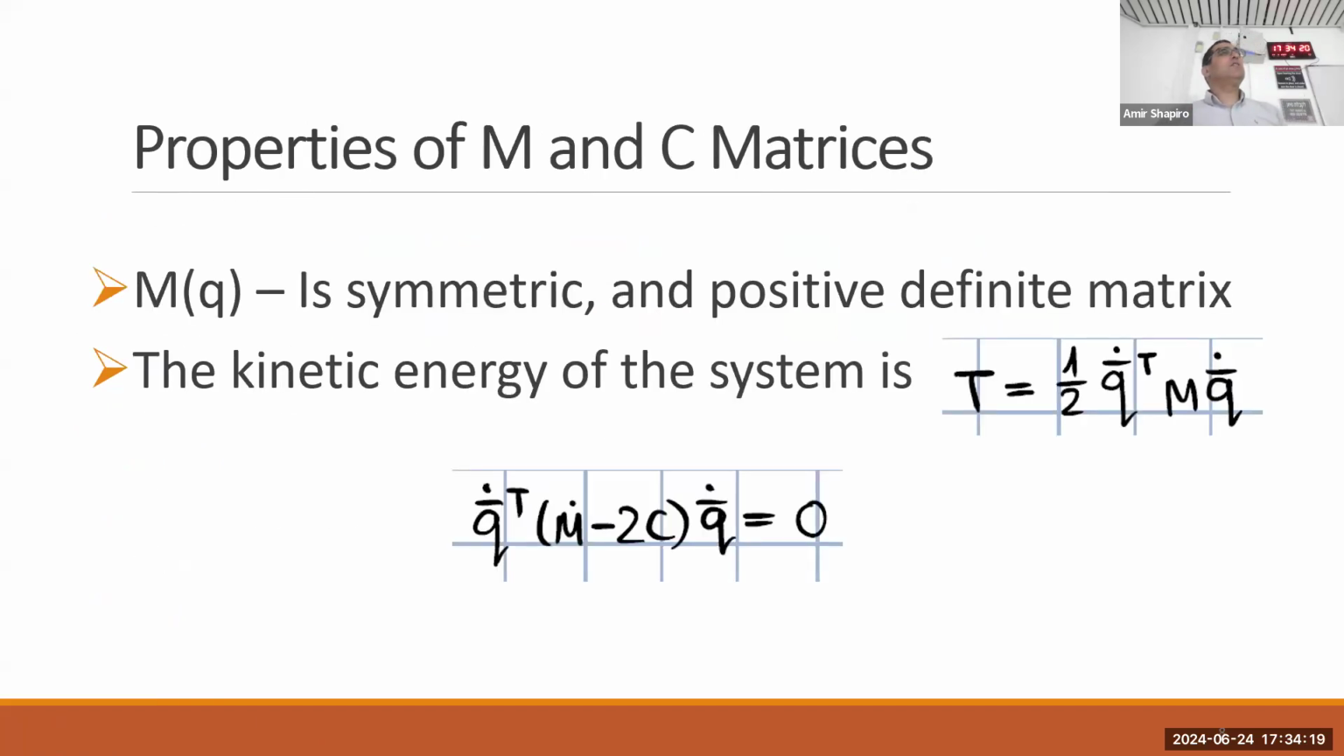Some properties of the matrices. So M is a symmetric and positive definite matrix. Do you know what a positive definite matrix is? What is it?